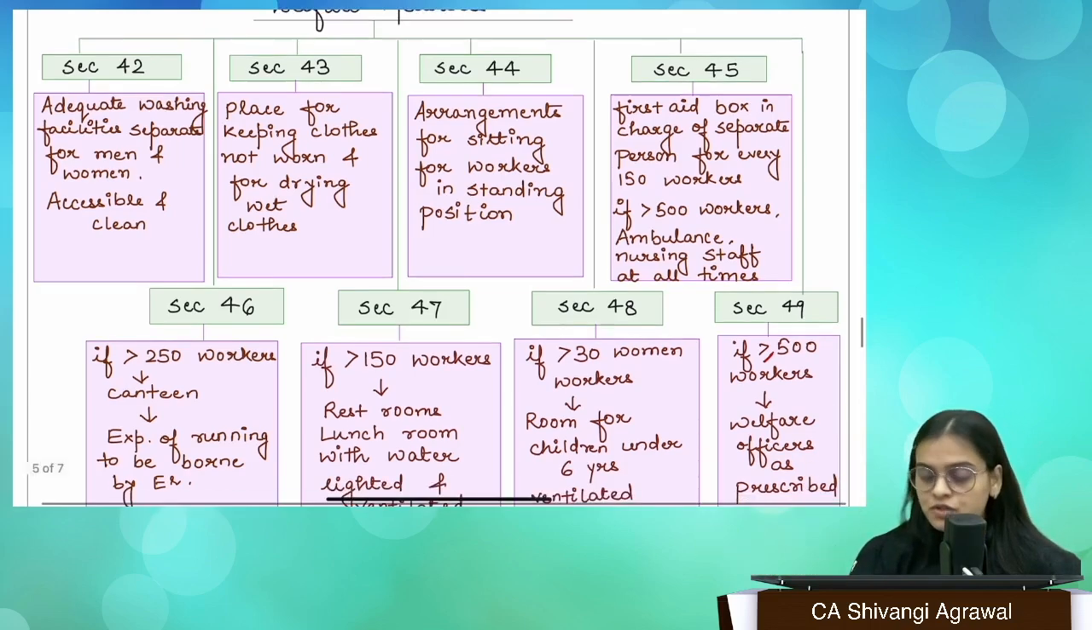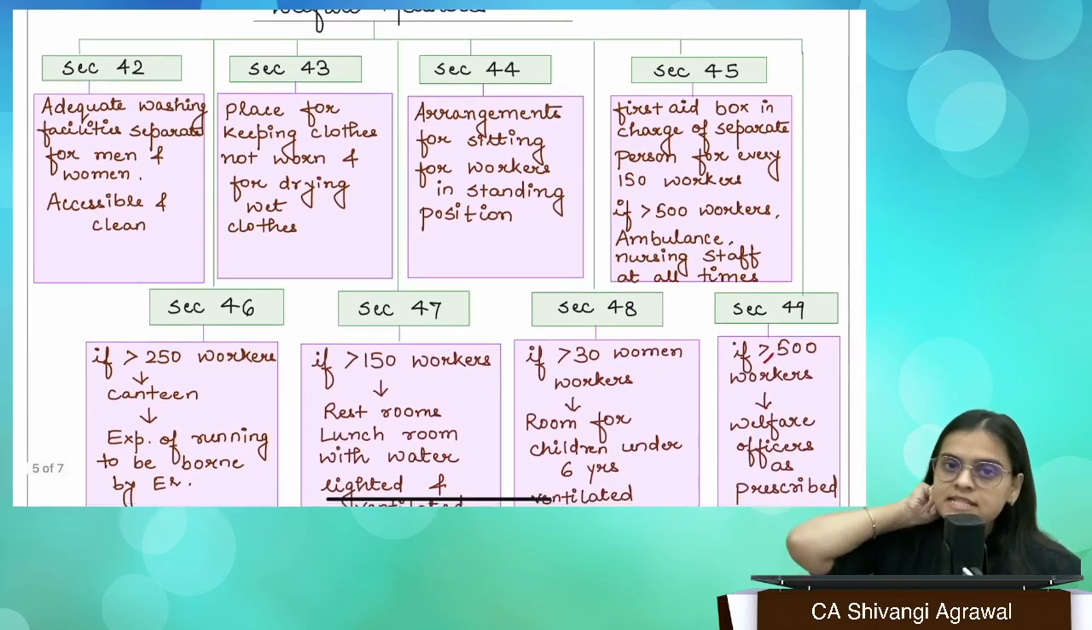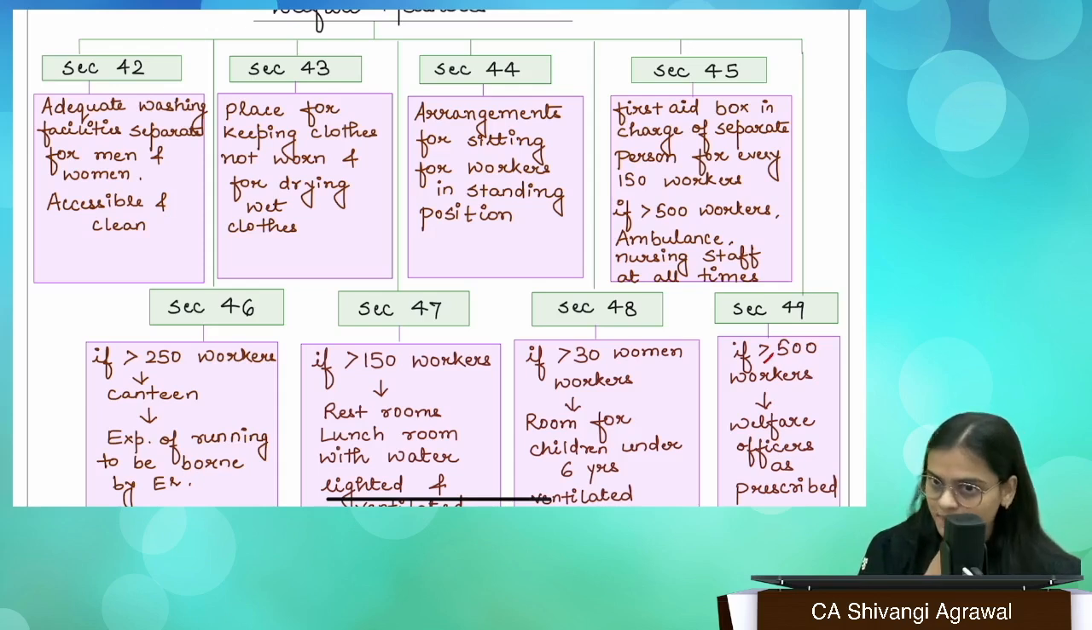Then we have section 44, the facilities for sitting. The workers in the factories usually work all day long in standing positions. So when they are not working, they should have suitable places for sitting also, because it affects the health of the workers. Then we have section 45, which talks about first aid.